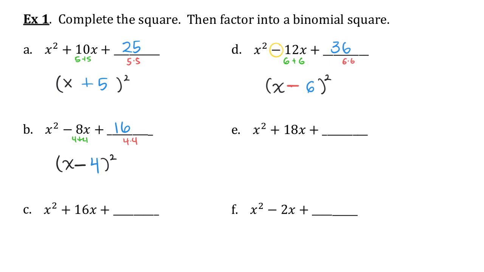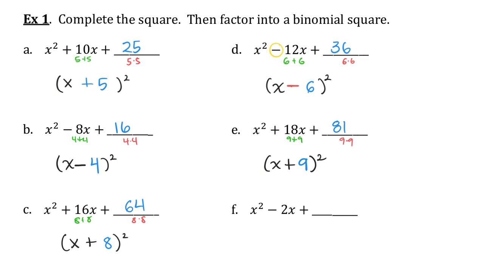Okay, let's look at the 18. 18 divided by 2 is 9. And then 9 times 9, it's got to be 81. Binomial square x. This is a plus because everything's a plus. And then this must be 9 squared. Okay, 16, split it in half. 8 plus 8. 8 times 8, 64. Complete the square by adding 64. This is x plus 8 squared.